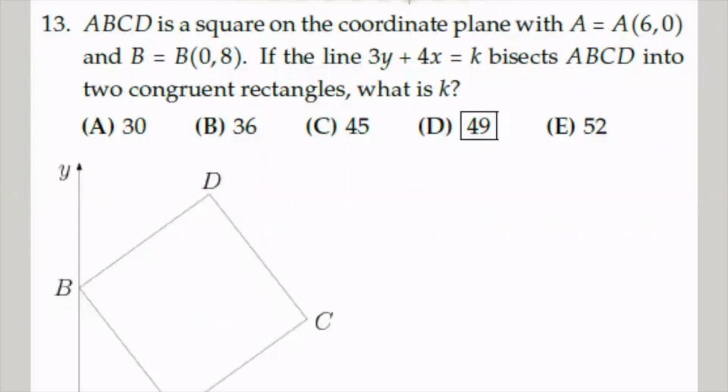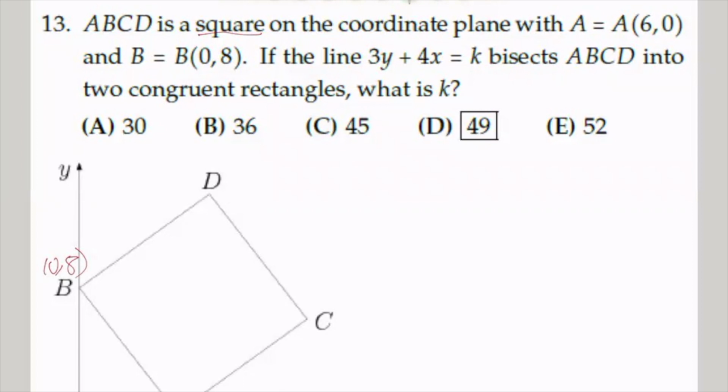Problem 13. ABCD is a square on the coordinate plane with A at (6, 0) and B at (0, 8). If the line 3y plus 4x equals k bisects ABCD into 2 congruent rectangles, what is k?